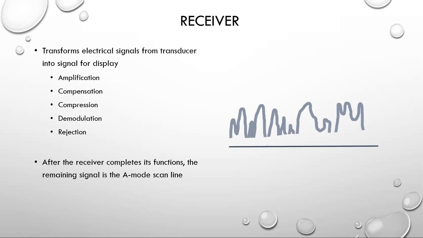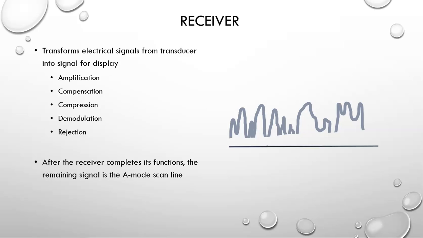Once the signal comes back to the transducer and is sent back into the ultrasound system, it goes directly to the receiver. The receiver transforms electrical signals from the transducer into a signal for display, and it does this through 5 different functions that we are going to consider for it. There's actually 6 functions, but we're going to talk about 5 of them. Along with demodulation, there's another function that goes with that, and we'll mention it. But the 5 that you need to remember are amplification, compensation, compression, demodulation, and rejection.